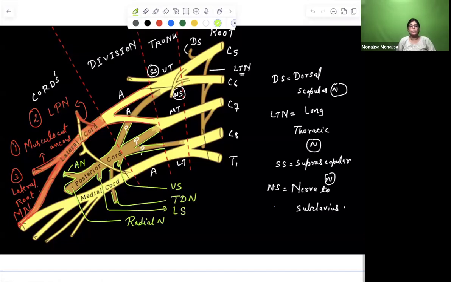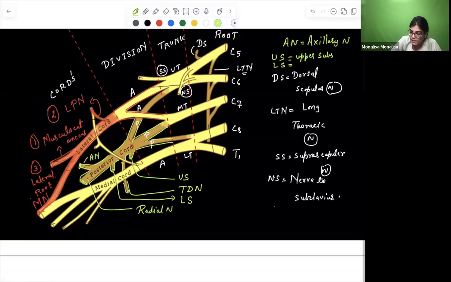Okay, I will write the full form. What is the full form of AN? Axillary nerve. AN full form is axillary nerve. What is the full form of US and LS? Upper subscapular and lower subscapular nerve. Upper subscapular and lower subscapular nerve. Okay. And R for radial nerve.